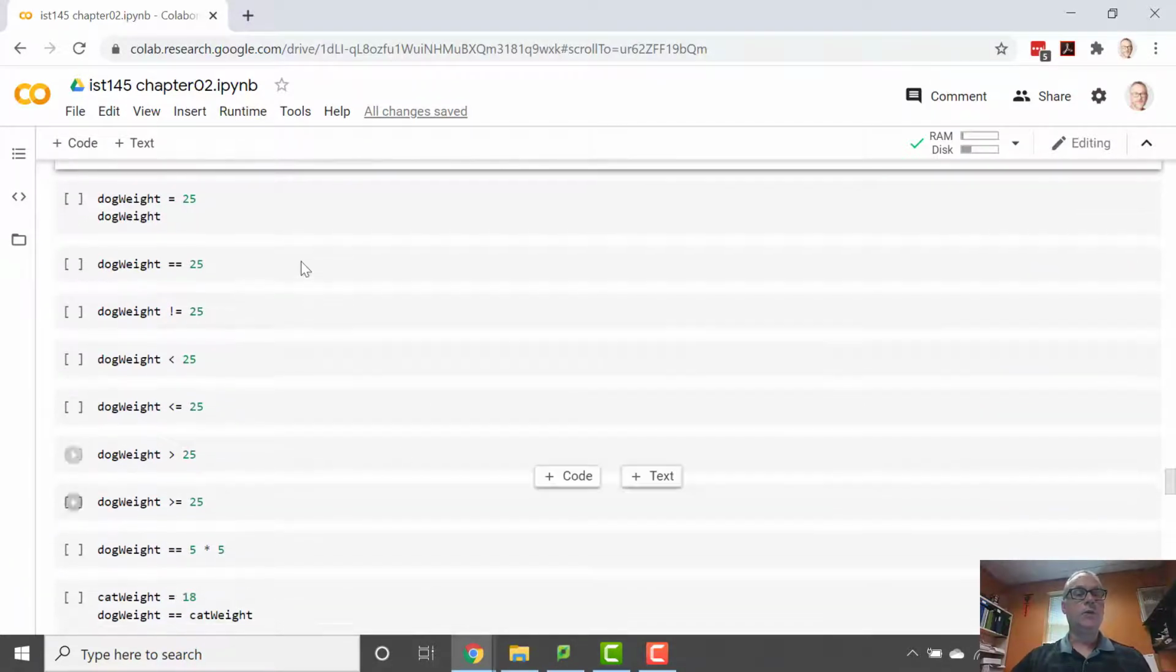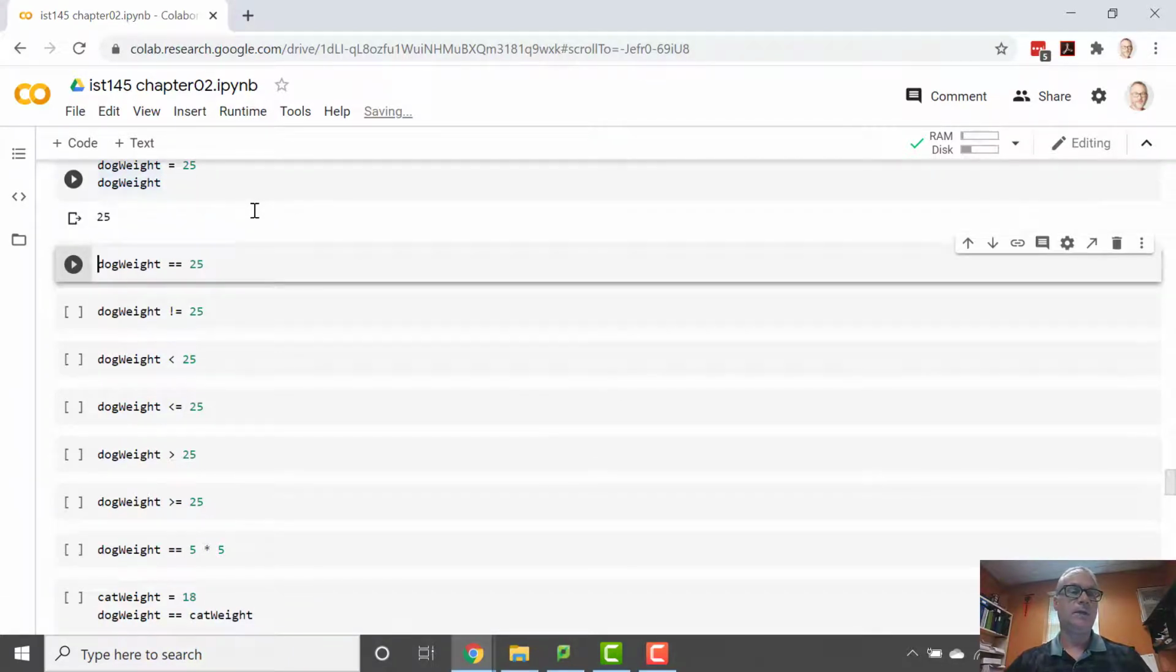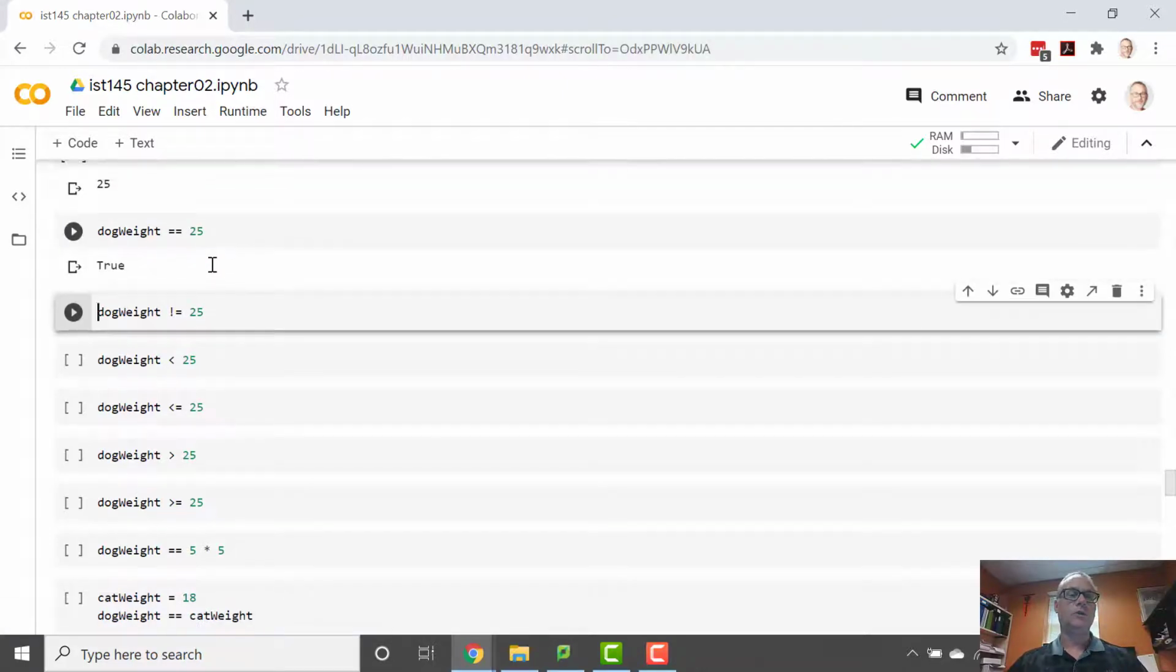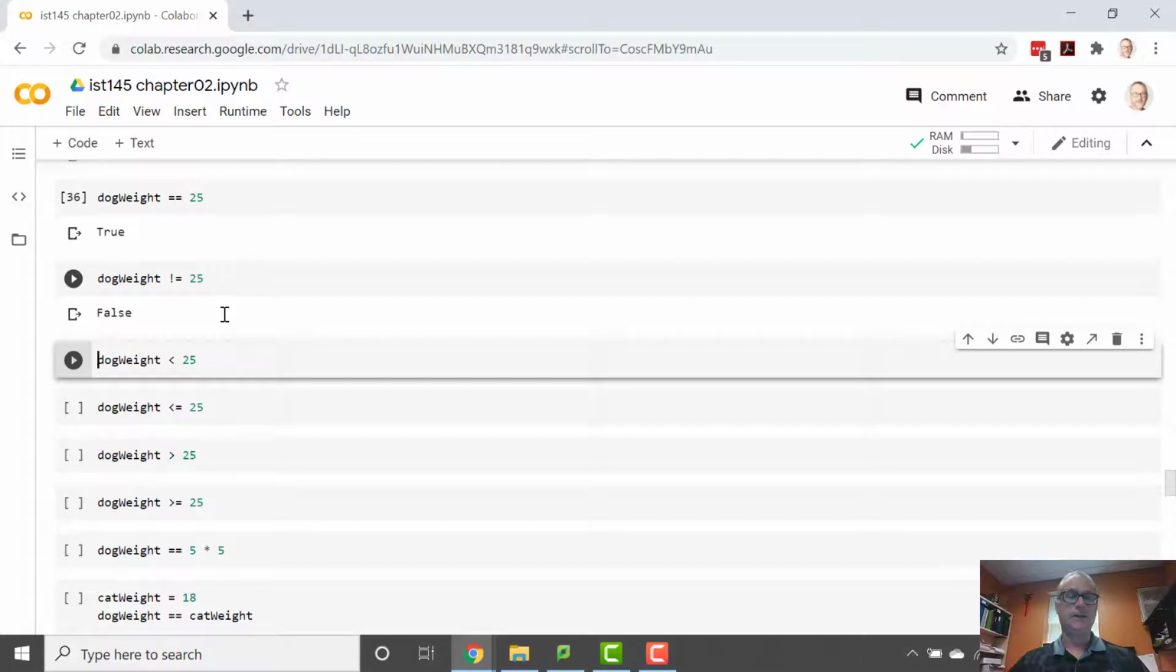Here in 2.9, what we do is, first of all, create a variable called dog weight and give it a value of 25, and then I have a series of expressions. So this one is a Boolean expression, and again, a relational expression that will produce a Boolean. Note that it uses two equal signs right together, no spaces. So this should return true. And it does, because dog weight is equal to 25. The expression dog weight is not equal to 25 should evaluate to false, because it is equal.